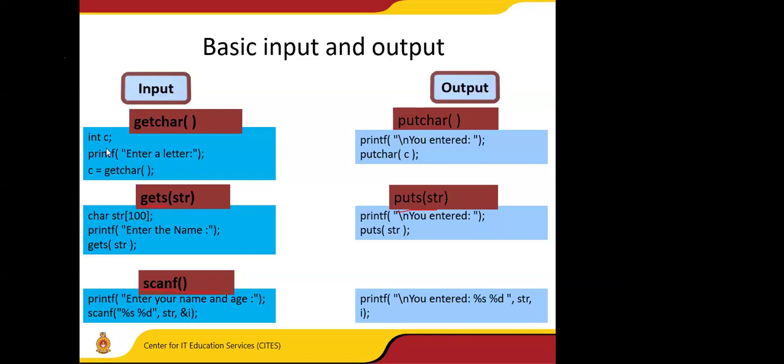So in C, we have a variable defined in here. Then printf, enter a letter. Then getchar stops the program and waits for input. Once we enter a char, say C, the value will be updated to C. Similarly, we have putchar, we have gets, we have puts, we have scanf. So memorize these keywords: gets, puts, scanf.